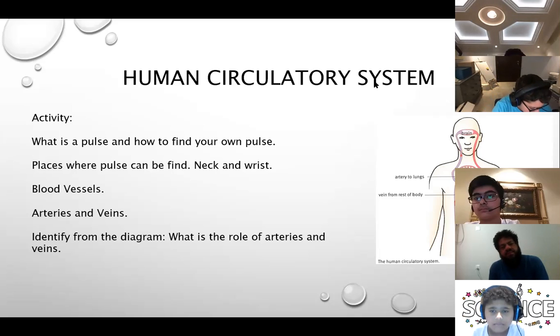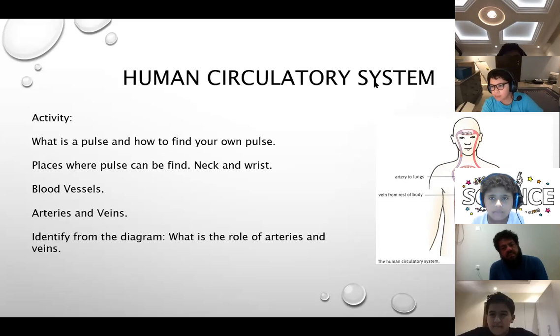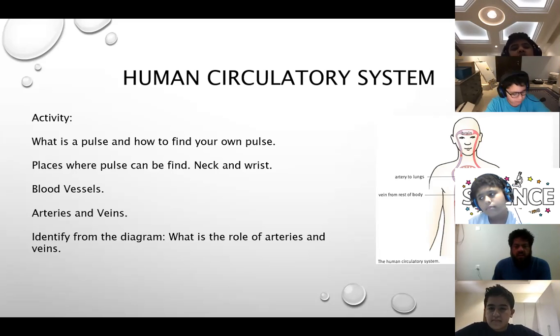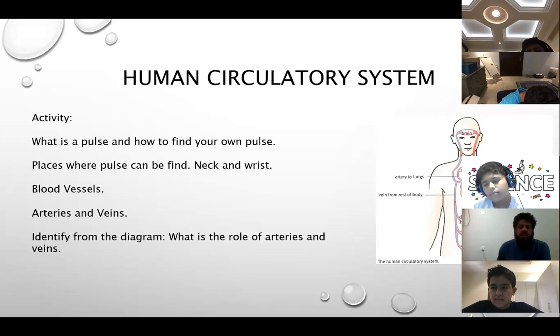I think I remember. I studied before. The blood vessels is inside the blood. It is small, a small circle of blood.